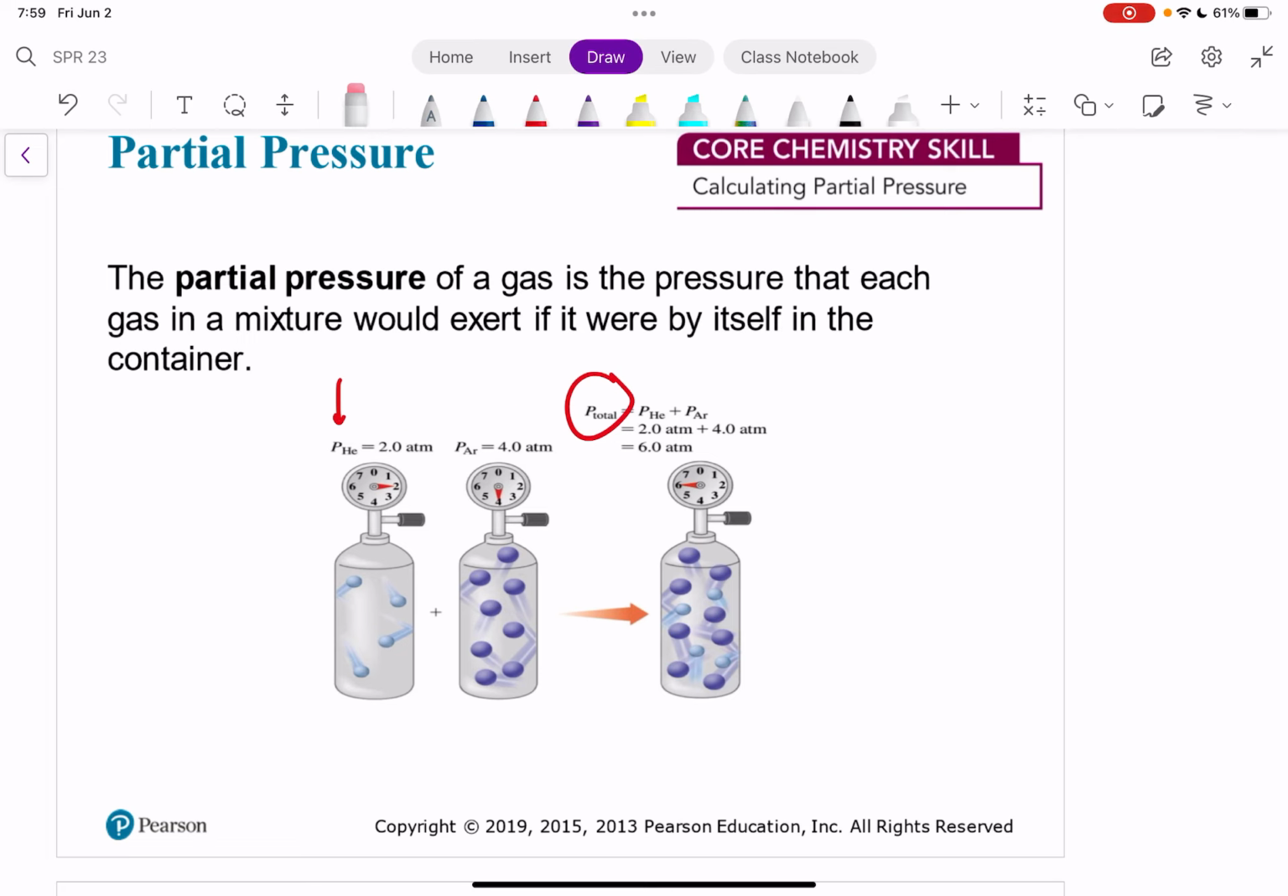Sorry, let me get rid of these other arrows. PAR here, right? So the idea is P total equals PHE plus PAR. So the partial pressure that helium exerts on the container plus the partial pressure that argon exerts on the container is equal to the total pressure.